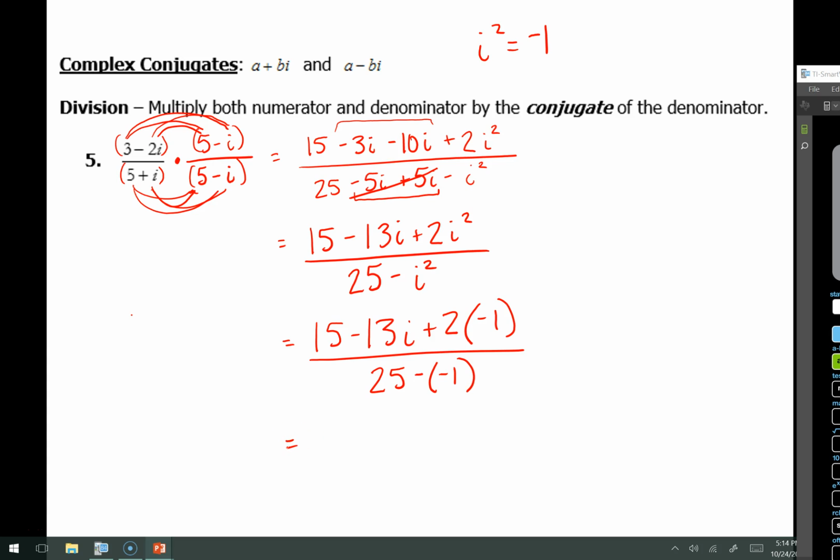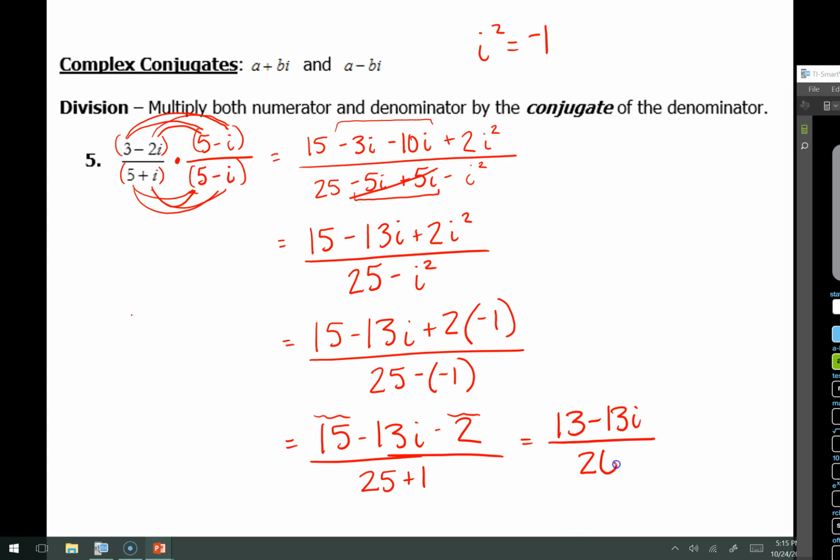So simplifying further, I've got 15 minus 13i minus 2. So I'm going to have some like terms up top that I need to combine. And in the bottom, I've got 25 minus negative 1, so that's plus 1. So when I combine my like terms, 15 minus 2 is 13, minus 13i, over 26.